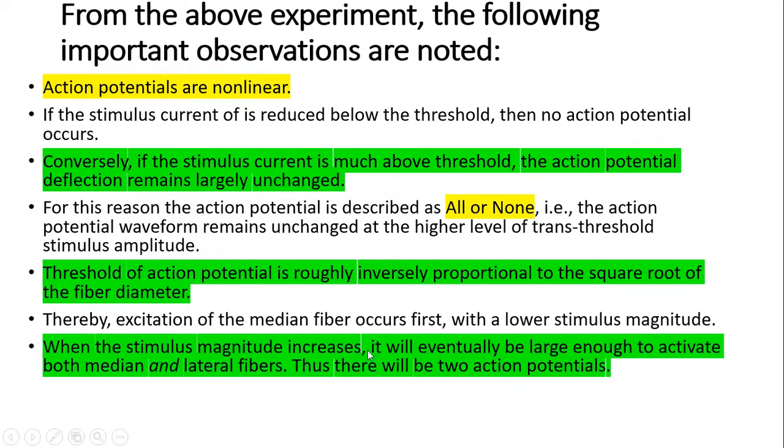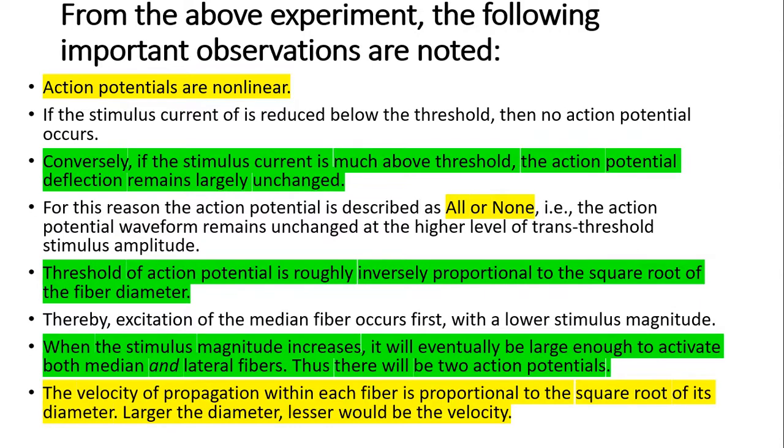When the stimulus magnitude increases, it will eventually be large enough to activate both median and lateral fibers. Here, lateral means having smaller diameters, and median means having larger diameters. So the larger diameter fibers will be stimulated first, followed by the fibers with smaller diameters. Thus, there will be two or more action potentials.